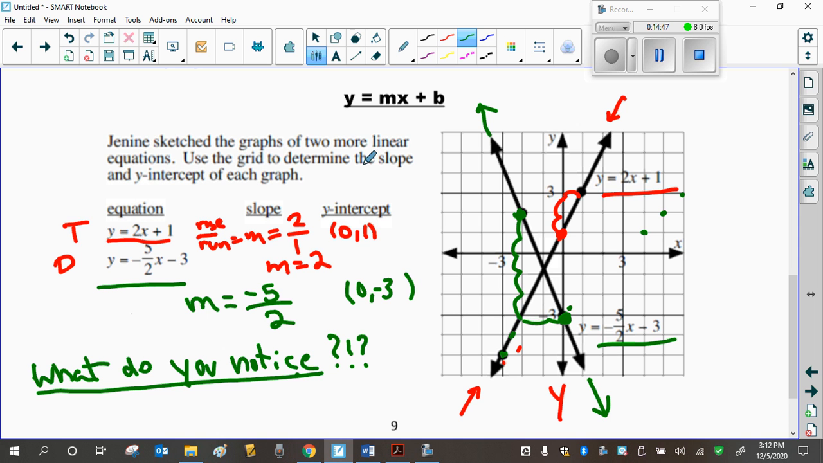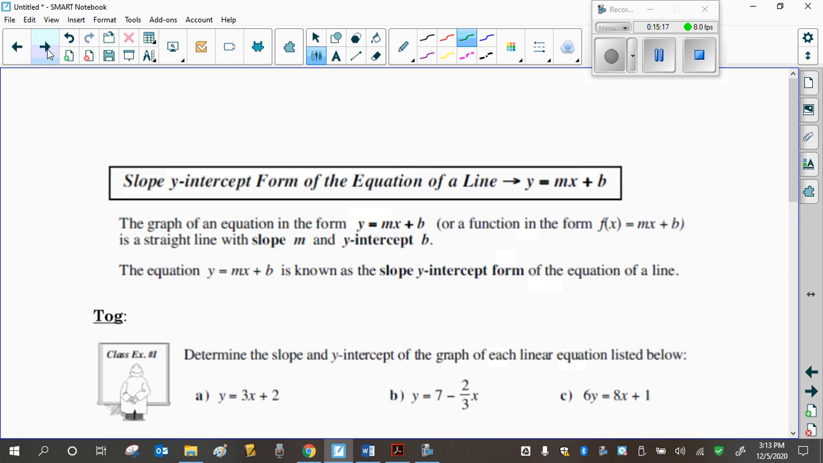What do you notice when you look at your answers here and compare them to the equation that you have? Okay, slope is 2. Well, we have a 2 in the equation. Y-intercept is 1. We have a 1 in the equation. How about negative 5 halves? Yep, there it is. Negative 3. Whoa, so cool. All right, next page.